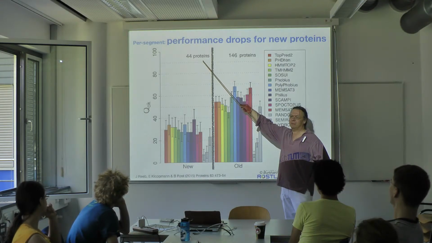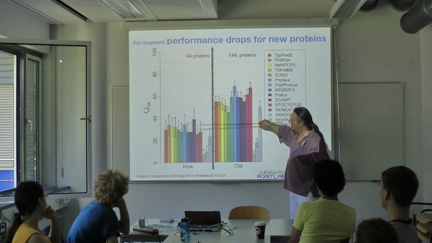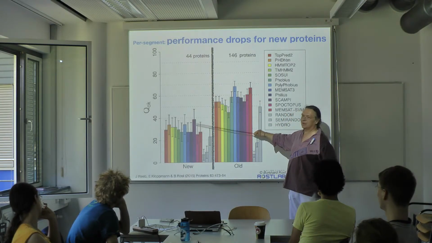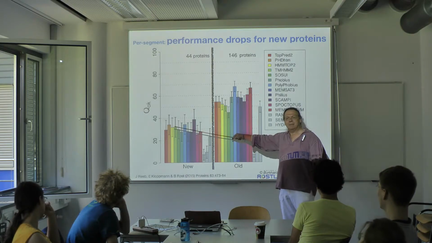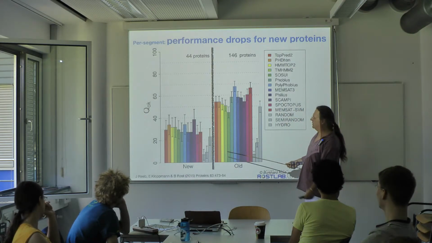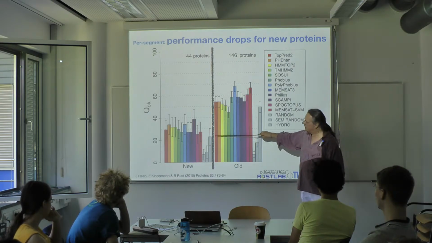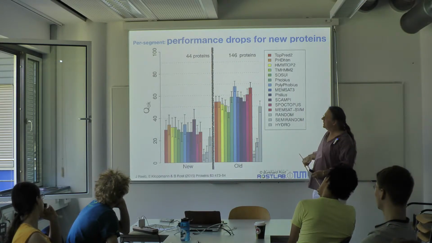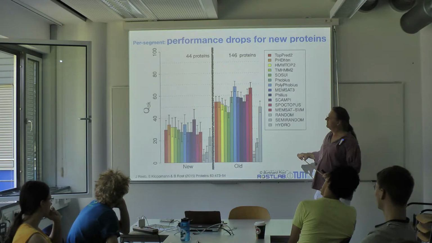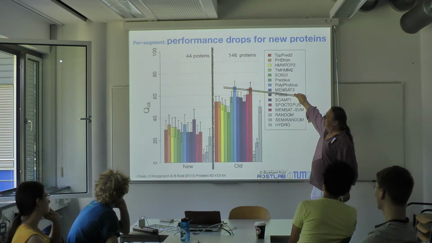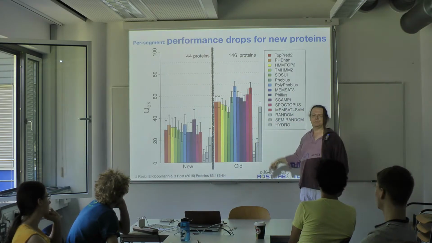The problem is, now we have 44 proteins, so the set is dropping. And the problem is now the error. So now we really see differences in the methods, but the error goes up so much that it gets difficult to make clear points. But the first thing that you observe is that everybody drops.